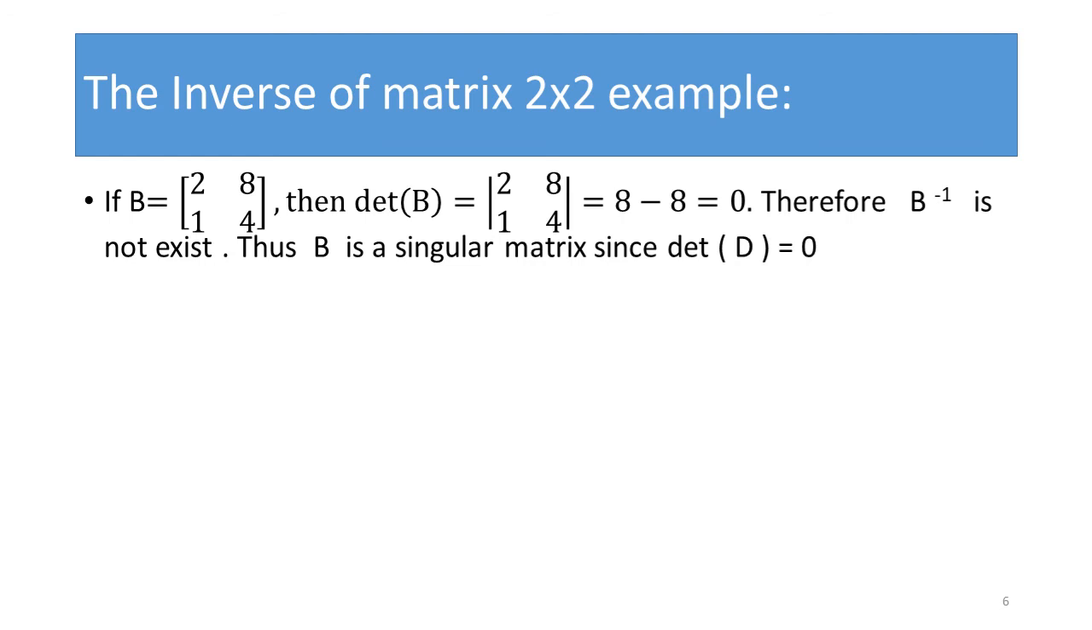The reason is since the determinant is 0, the inverse does not exist. And we can also say that B is a singular matrix, because the determinant value of B is 0. So for this problem, the inverse does not exist.